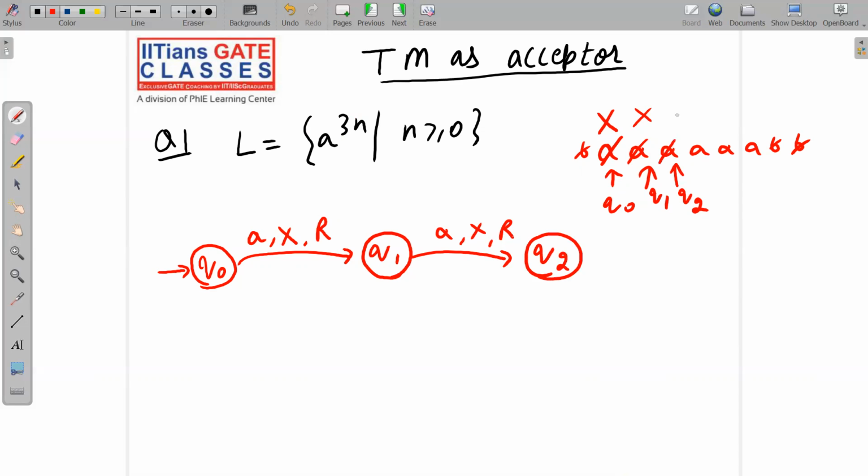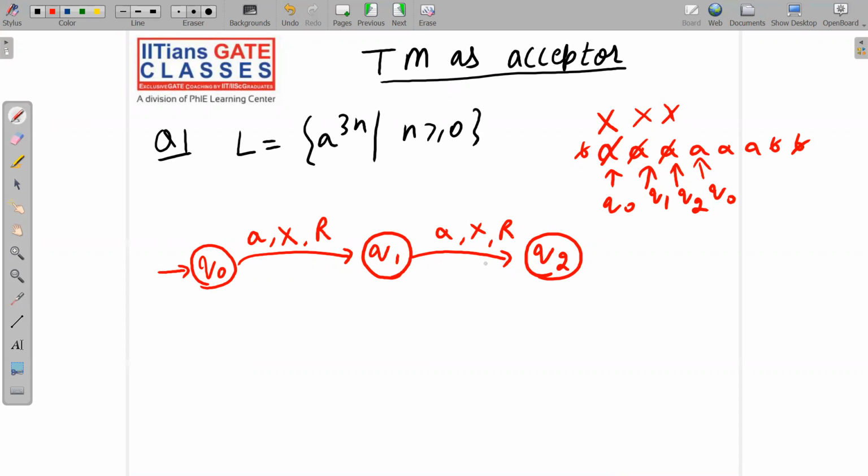Now Q2 also will do the same thing. It will make it X and move right. And now please tell me what should be the state. Obviously the state should be Q0. Now we are going to repeat this thing again and again. If you are not able to follow, please watch my construction of FA lectures, I think lecture 2 or 3. I have explained this clearly, and I am making the Turing machine in a similar fashion.